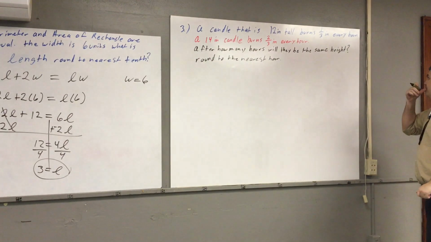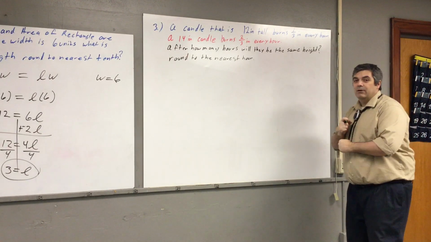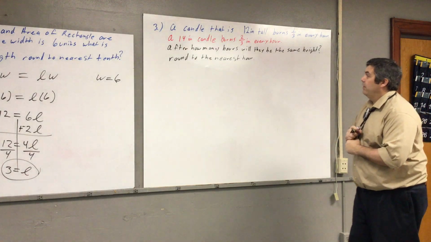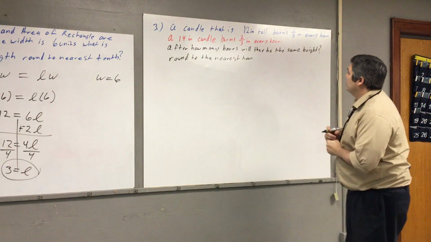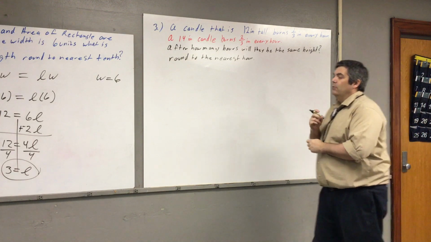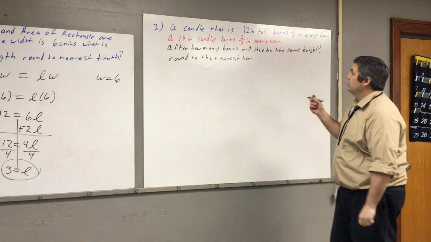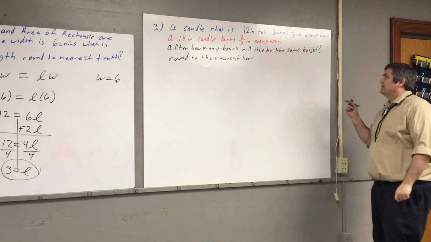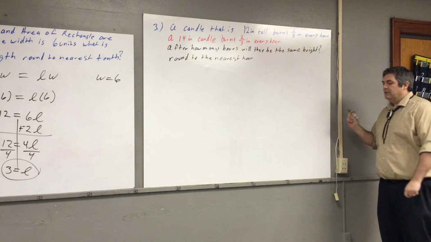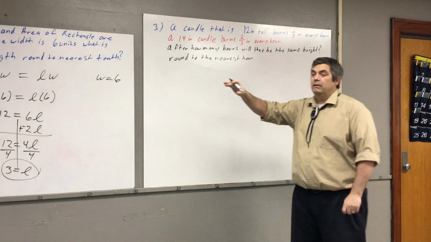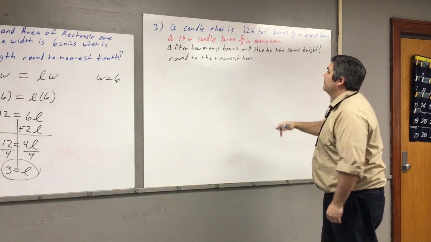All right. Now this one. This is the candle question. They like this question, so be ready for it. A candle that is 12 inches tall burns 1/3 in every hour. A 14-inch candle burns 2/3 in every hour. After how many hours will they be the same height, round to the nearest hour? Now this is very similar to that first question that we just did. Okay, let's set it up.